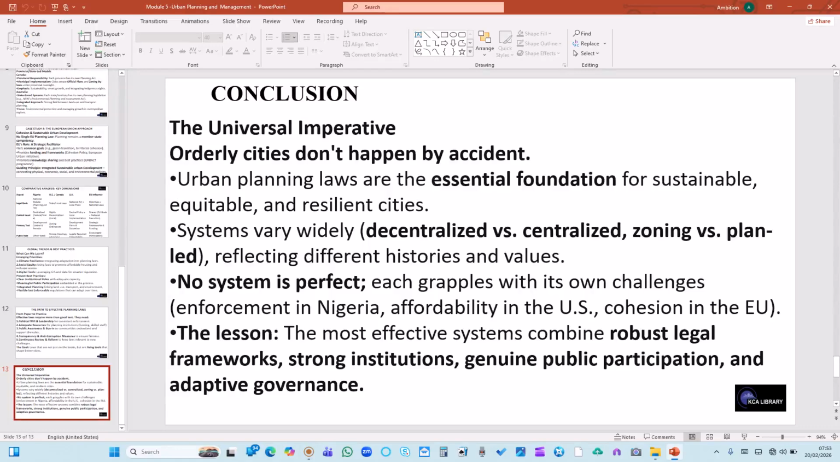Systems vary widely, which includes decentralized versus centralized, zoning versus plan-led, reflecting different histories and values. No system is perfect. Each grapples with its own challenges, like enforcement in Nigeria, affordability in the US, and cohesion in the UK. The key lesson learned here is that the most effective systems combine a robust legal framework, strong institutions, genuine public participation, and adaptive governance.